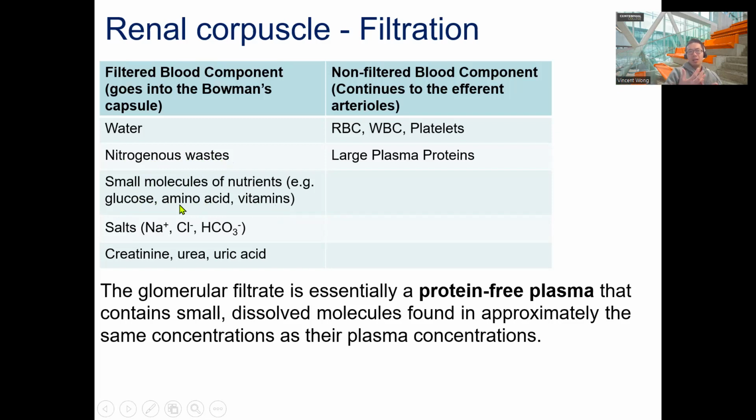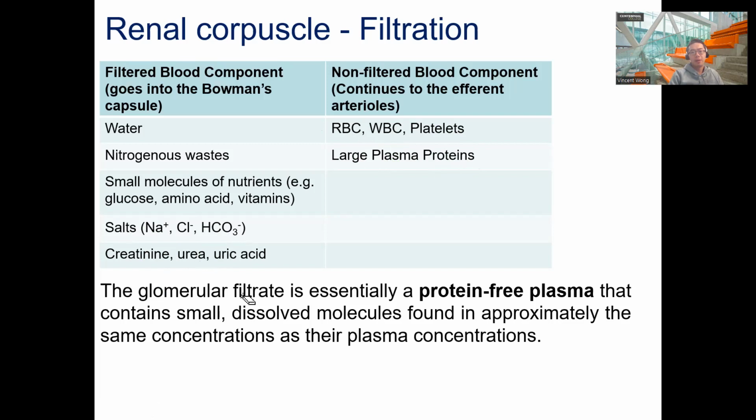But again, because of the nature of the filtration process, it's not very selective. So some of this good stuff does end up leaking out, which we will have to bring back into the blood later. We'll lose some electrolytes, sodium chloride, bicarbonate, and then we have some actual waste products. Things that are not filtered include your formed elements, your blood cells, red cells, white cells, and platelets, as well as large plasma proteins, right? The albumin that we talked about is going to stay in your blood vessels. Other things like antibodies, all the proteins just stay within the blood vessels.